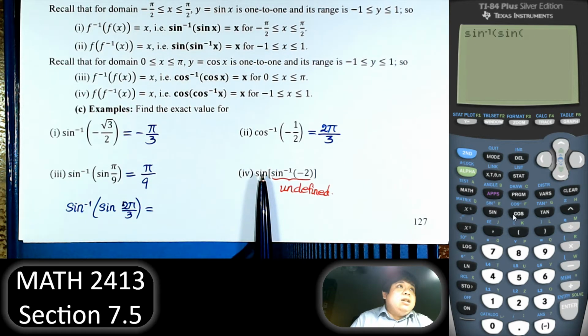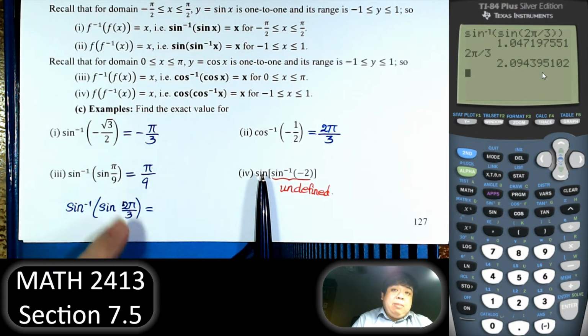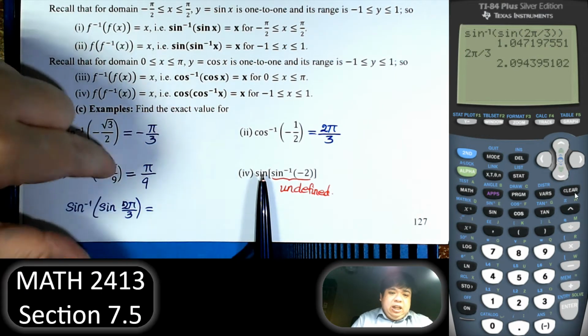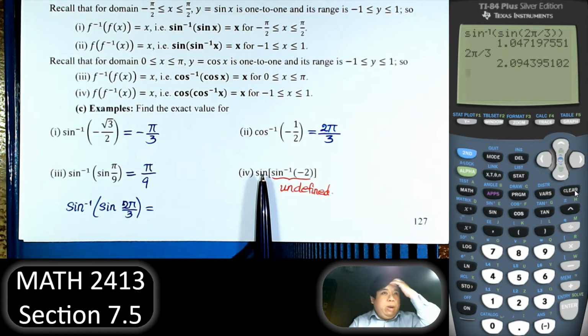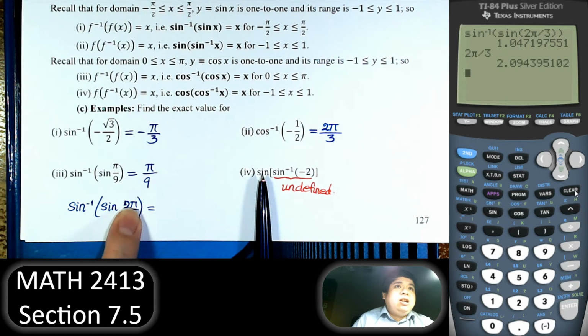Let's try that. And 2 pi over 3. You see, they're not the same, right? So it is defined, but they might not always equal. It is equal if it is in the right domain. Right, so how do we do something like this?